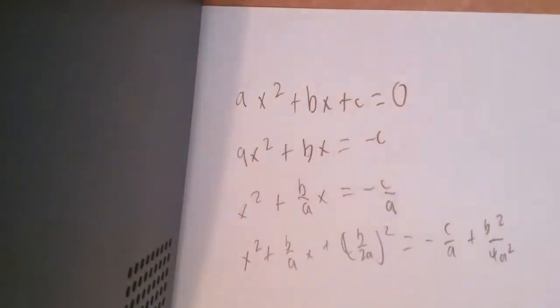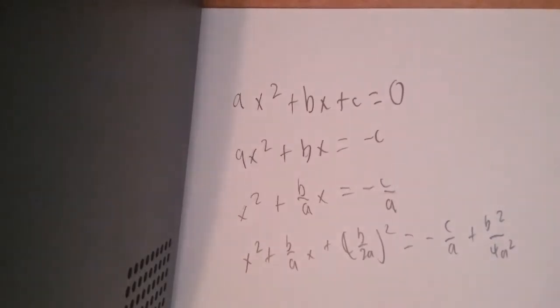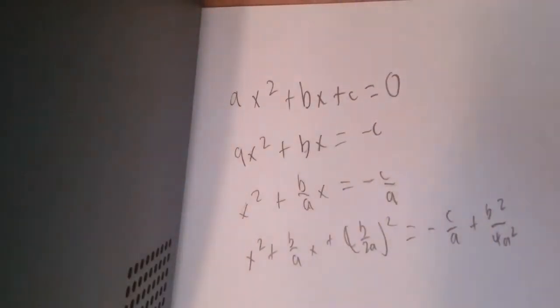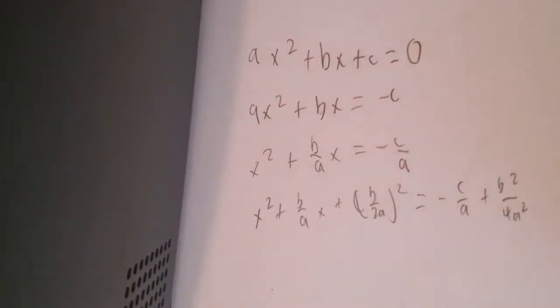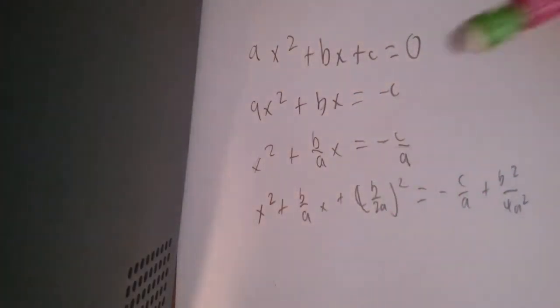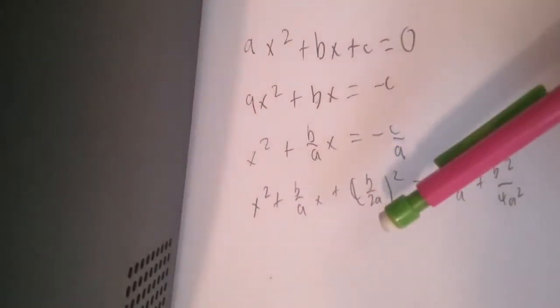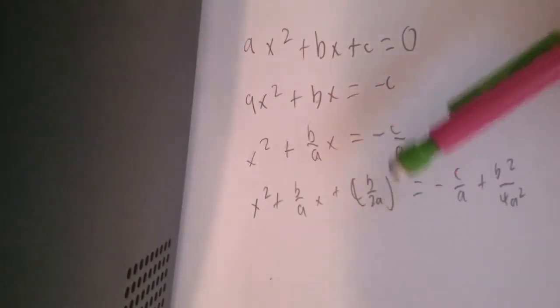And the reason that this is written this way is because when you do b squared over 4a squared, you can simplify that by taking the square root of it. And so the square root of b squared is just b, the square root of 4 is 2, and the square root of a squared is a.